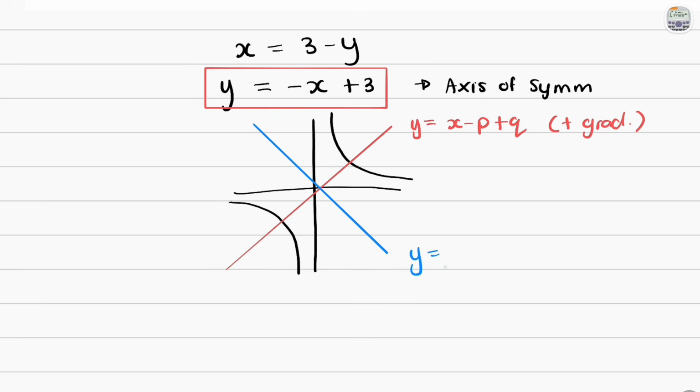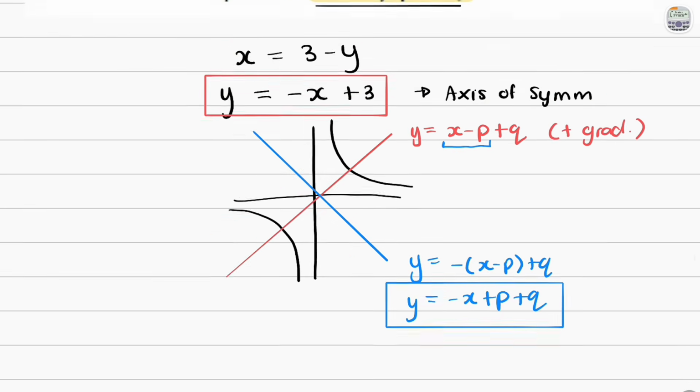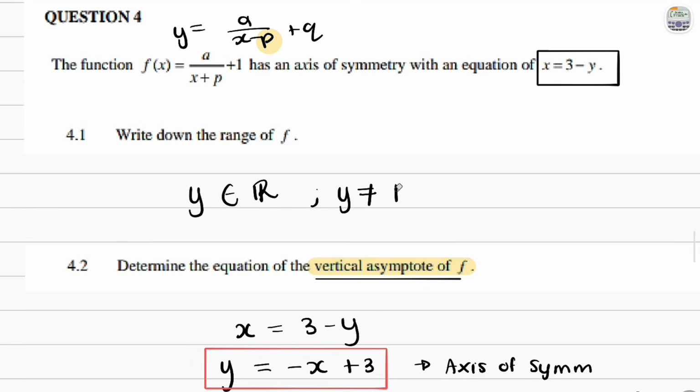You say y equals, and all you have to do is put a negative in front of x and p. So when you do that, you get x minus p and then plus q. And if you distribute, you get negative x plus p plus q. So if we know that this is the general form, but we know the value of q, we know the horizontal asymptote. It is 1. Okay, that's why the range looks like this.